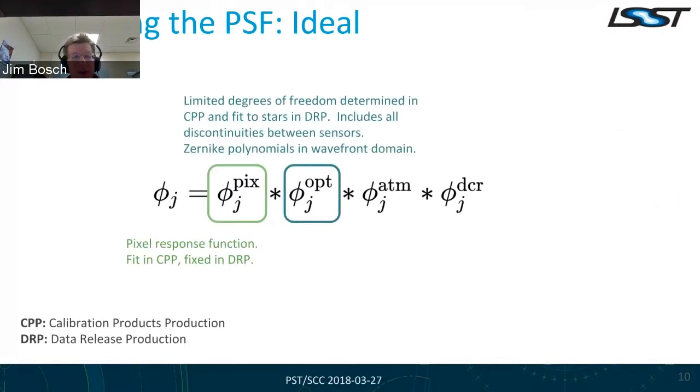The next part is a relatively big part. This is the optical PSF. This is something where we would figure out what a set of limited degrees of freedom are in the calibration products production, and then we would fit only those limited degrees of freedom in the data release processing, the actual pipelines. This would hopefully include all the discontinuities between sensors, because those are basically just focus differences between sensors. We'd like to do this with Zernike polynomials in the wavefront domain, and that's the way the code that we're working on works. This is mostly work by Josh Myers.